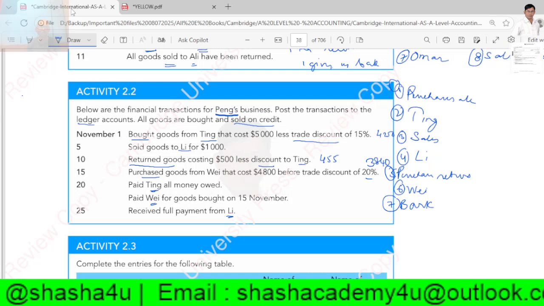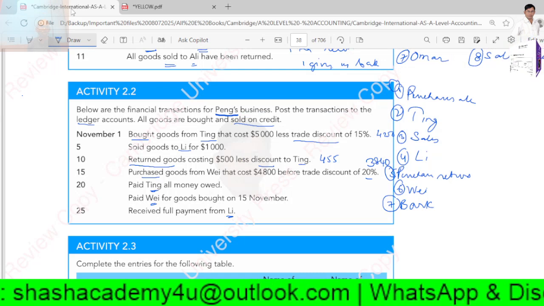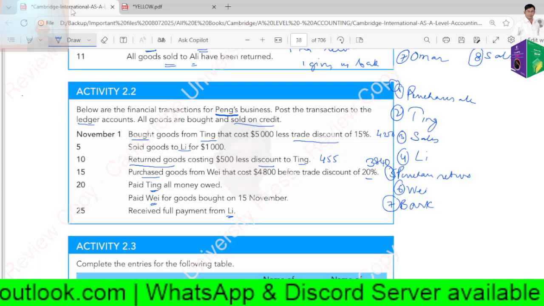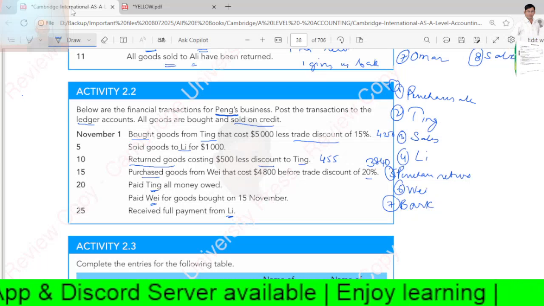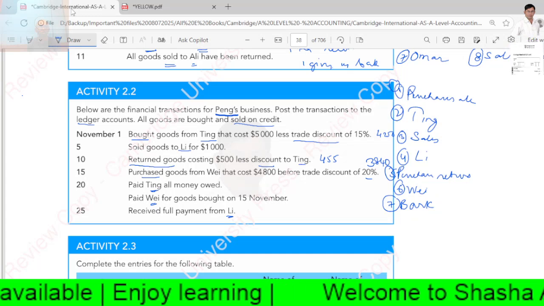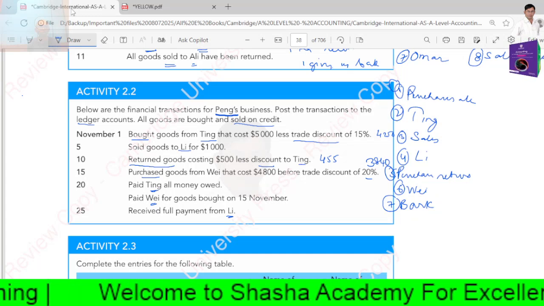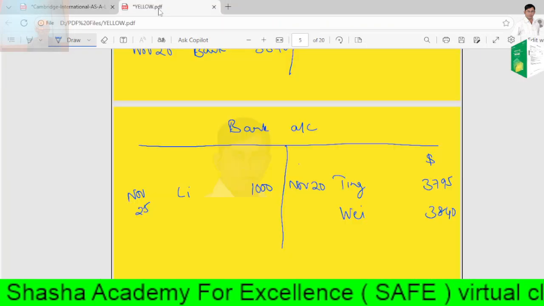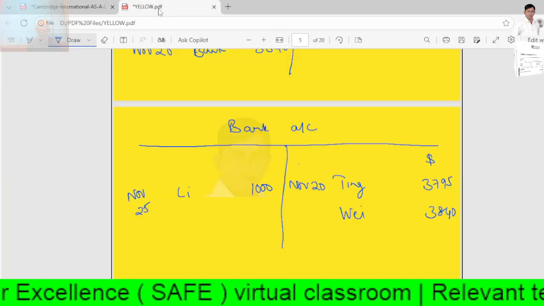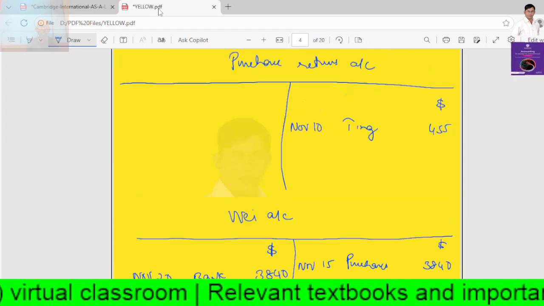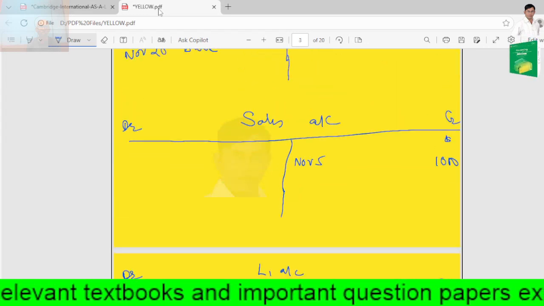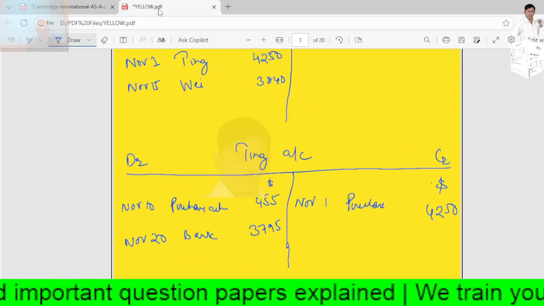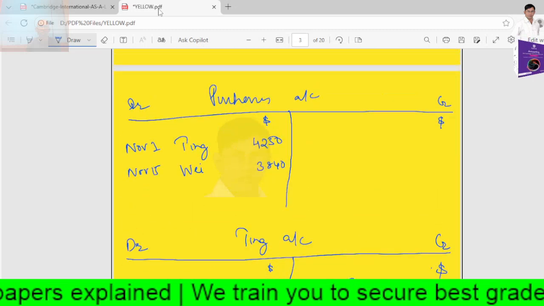So what else is required? Below are the financial transactions for Peng's business. Post the transactions to the ledger accounts. All goods are bought and sold on credit. So this is the answer. You can try answering yourself, then compare with the answer here, so that you are confident that everything is right.